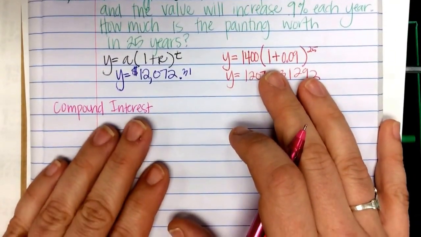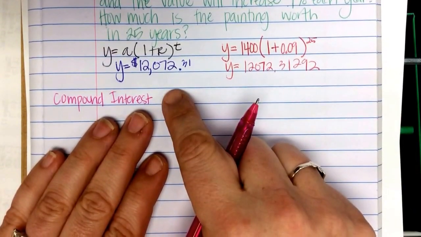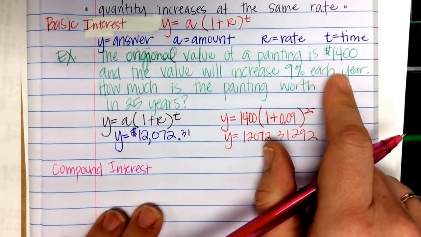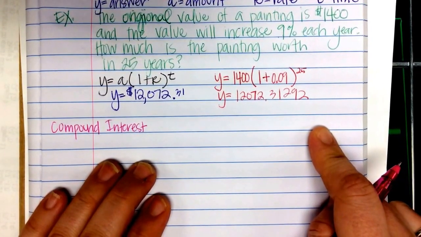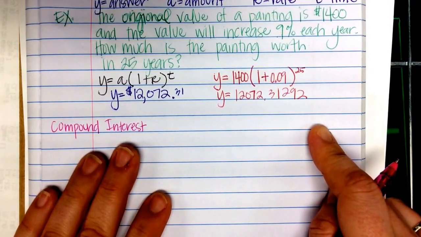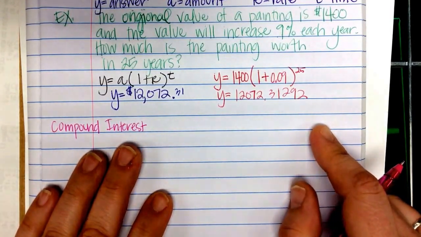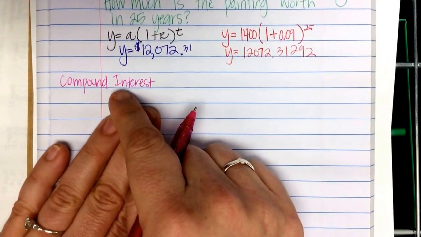Compound interest happens multiple times. So maybe instead of once a year, they do it every month. Compound interest happens more frequently. Or maybe they do it once a week, or twice a year. Compound interest happens more frequently.